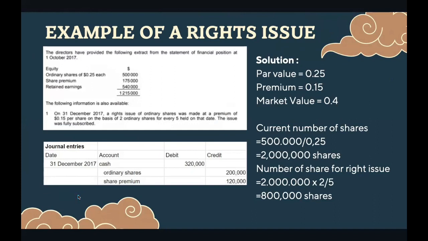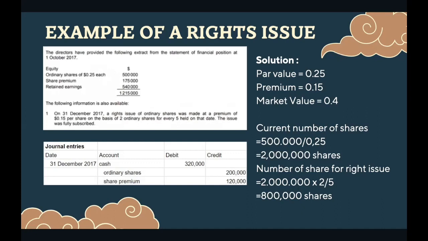Next, this is the example of rights issues. So on 31 December 2017, a rights issue of ordinary shares was made at a premium of $0.15 per share on the basis of 2 ordinary shares for every 5 held on the date. The issue was fully subscribed. First, we need to find the par value, premium, and market value. The par value is 0.25, premium of 0.15, and market value of 0.4.